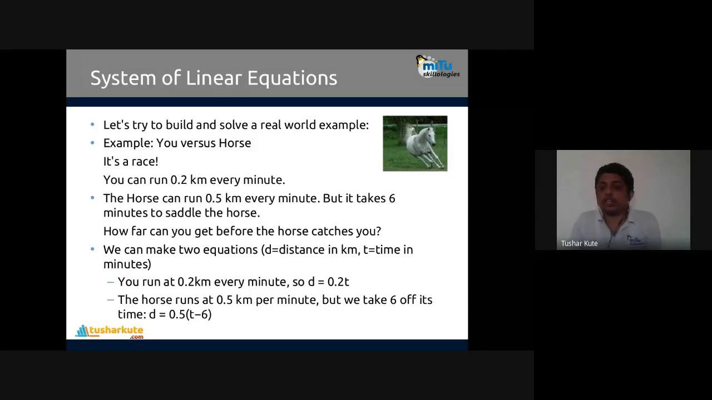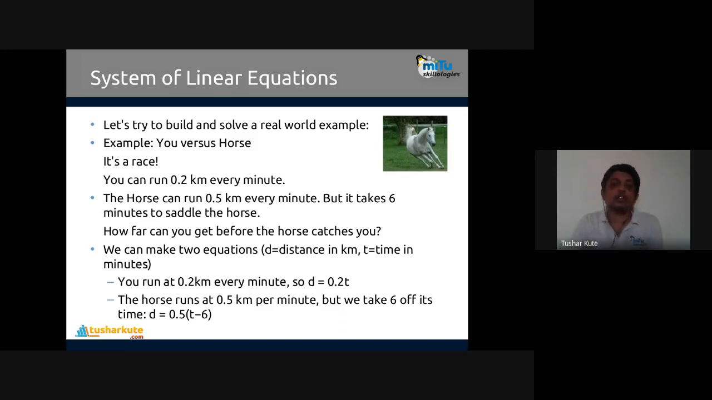D, for example, is distance in kilometers, T is the time in minutes. That's why I mentioned it. And you can run at 0.2 kilometer every minute. So D is equal to 0.2 T. We know the connectivity between D and T. So 0.2 kilometer every minute, so I multiply by time.